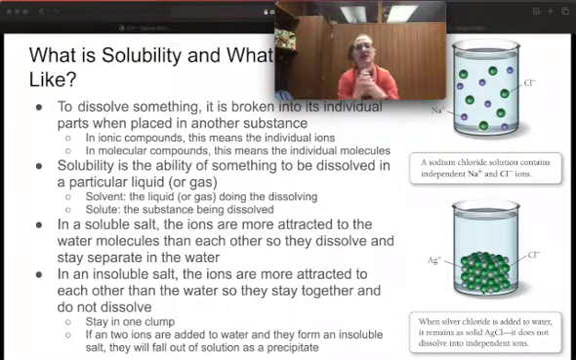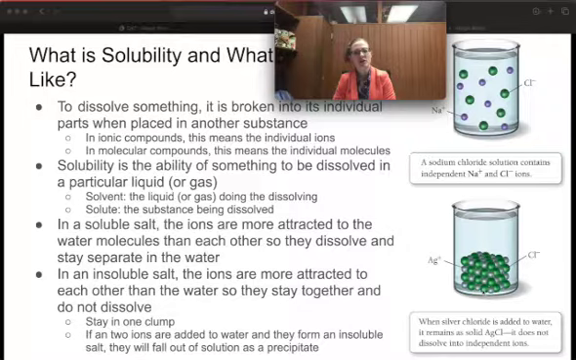Solubility is the ability of something to be dissolved in a particular liquid or gas. However, we're only going to talk about liquids for right now. We'll talk later about gas solubility and stuff like that. The solvent is the liquid doing the dissolving, and the solute is the substance being dissolved. So you may hear me use those terms. You should become familiar with them. I will likely use them throughout the semester.